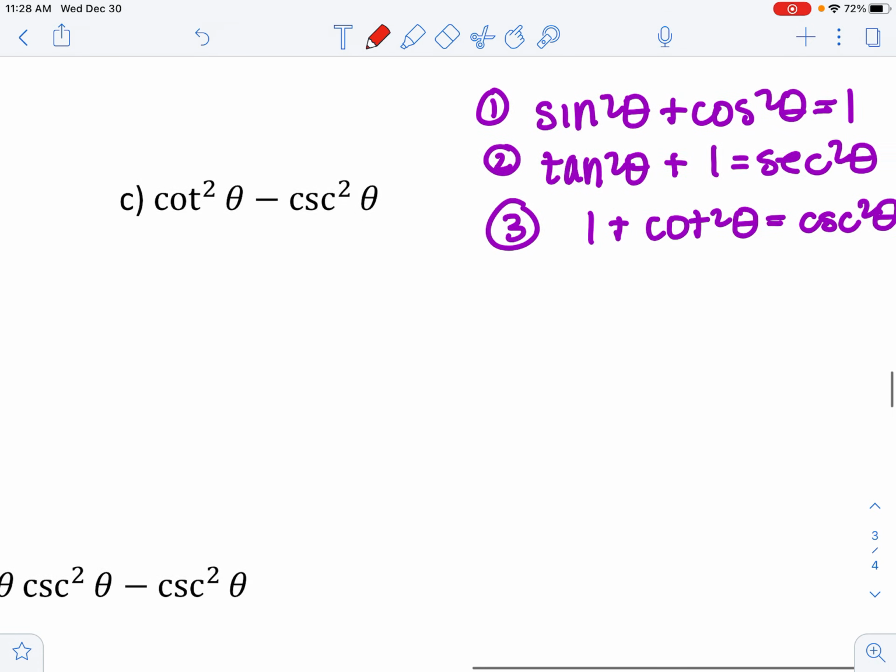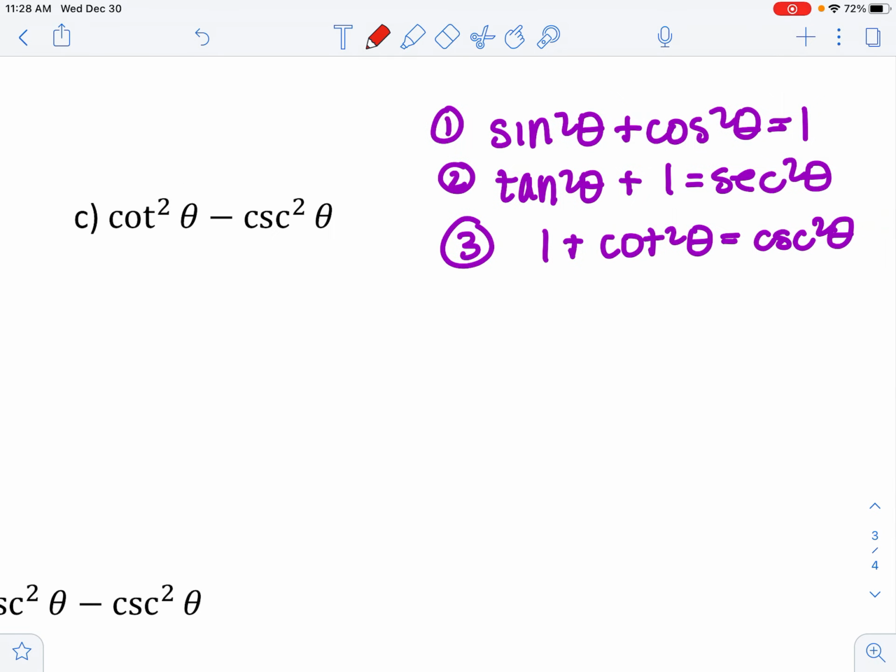Okay, what about cotangent squared minus cosecant squared? So obviously you're using the third identity. I want it to be cotangent squared minus cosecant squared. So I would have to get this on this side by subtracting it, but then I'd have to get this on the other side by subtracting it. So it's equivalent to -1 also.